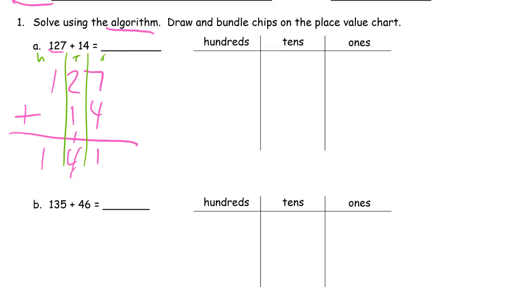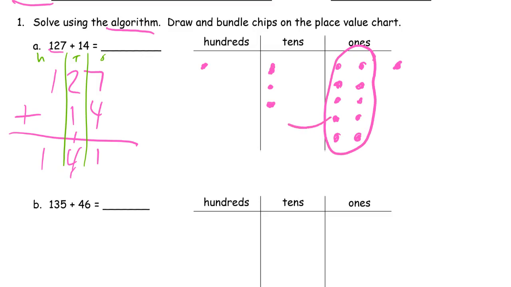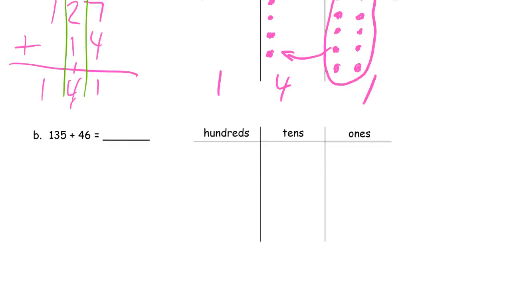Now, if we draw this, 127 is going to be 100, two tens, and seven ones. 1, 2, 3, 4, 5, 6, 7. And then 14 is going to be a 10 and four ones, 1, 2, 3, 4. There's 10 ones. We can bundle those. And we have 100, four tens, and 1, 141.